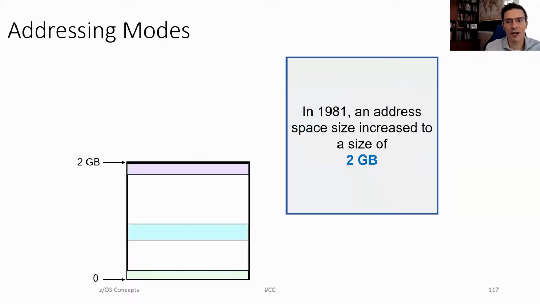So in 1981, just a few years later, they realized 24-bit addressing is really not too cool. We need to increase that to something much larger. So let's do 31-bit addressing instead of 24. 31-bit addressing was introduced in 1981, giving you 2 gigabyte address spaces. So this is a significant enhancement.